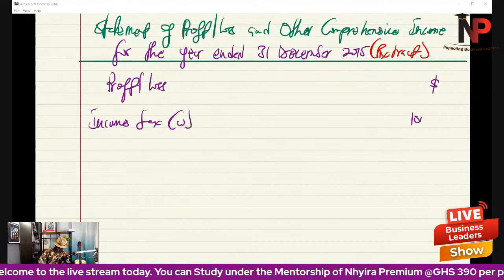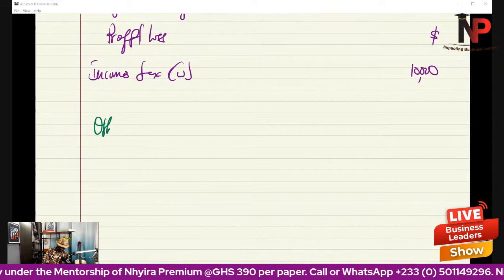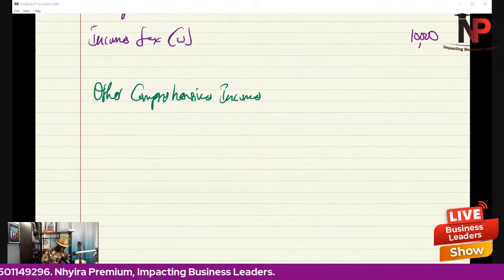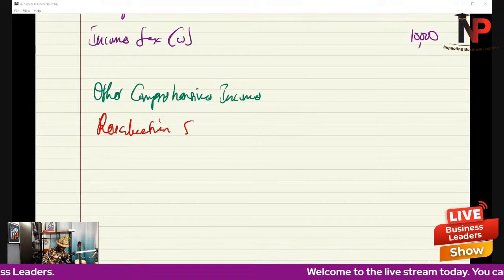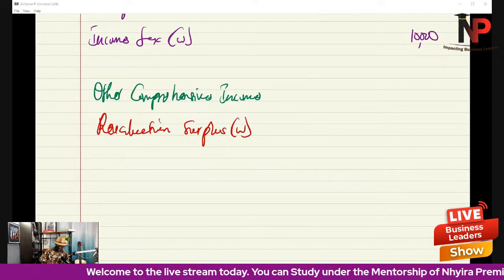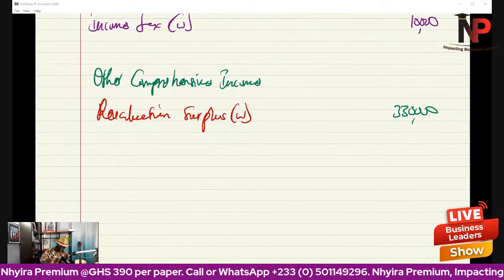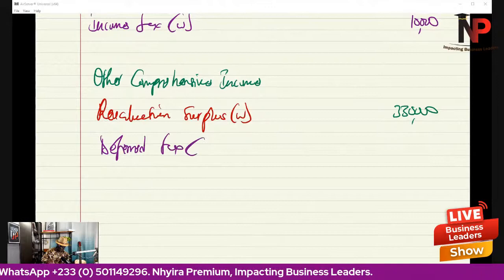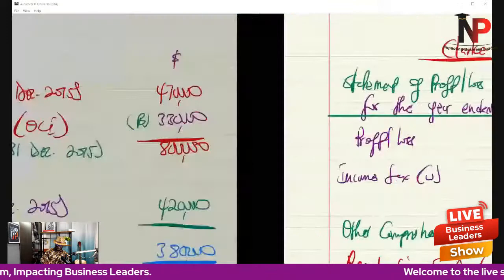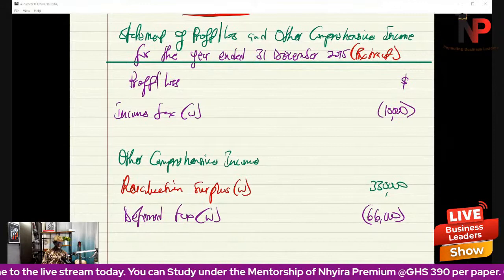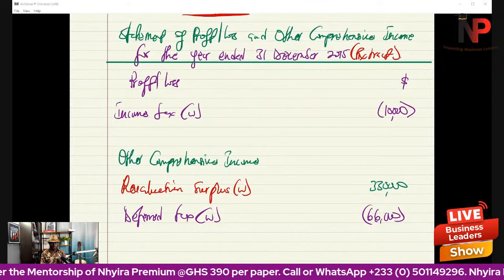Then we go to the other comprehensive income, and there we are going to bring in the revaluation surplus from our workings. If you remember, our revaluation surplus was 330,000. So we bring that in, but the deferred tax component must be brought in. The deferred tax that is going into the OCI is 66,000. So we bring it up here, 66,000. It's a liability as well, so we could put this income tax in brackets. So this is how our statement of profit or loss and OCI is going to be determined in the question.